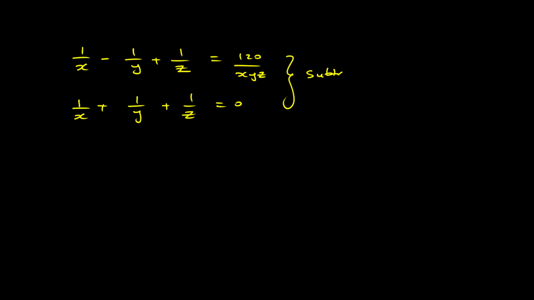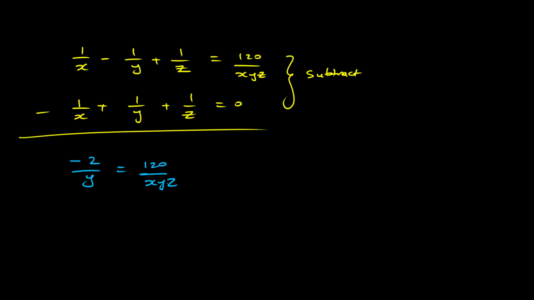1 over x minus 1 over y plus 1 over z is equal to 120 over xyz. And from the initial equation which was given, 1 over x plus 1 over y plus 1 over z is equal to 0. So we're going to now subtract and see what we end up with. Seeing that we're subtracting, the x terms would cancel, the z terms would cancel, and we'll be left with negative 2 over y being equal to 120 over xyz.